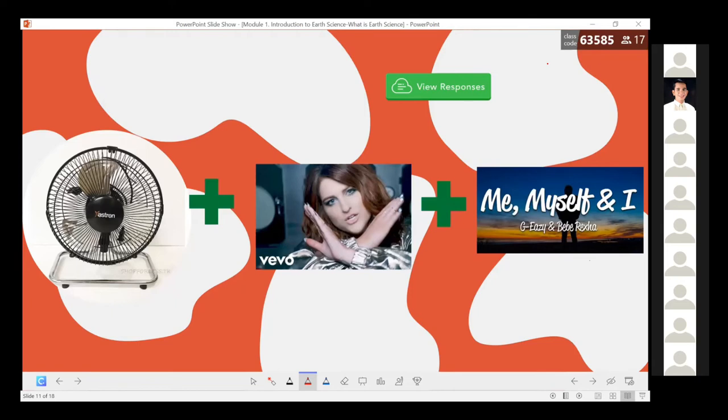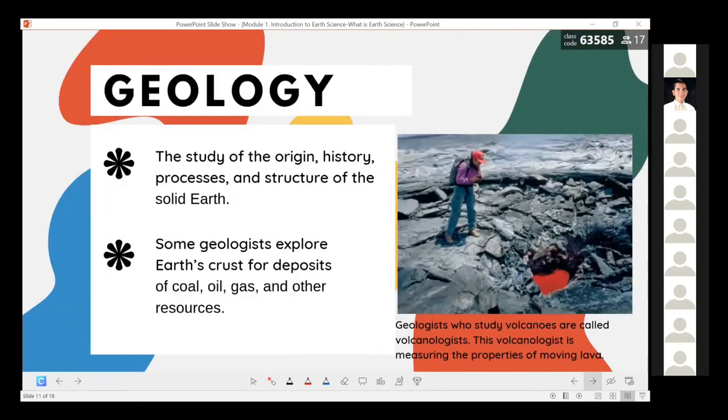So proceed tayo dito sa branches of earth science. So first, we have geology. So the study of geology deals with the origin, history, and the processes and structure of the solid earth. Kaya natin siya tinawag na geology. That's the reason why dun sa first picture natin, nakita natin yung solid earth.